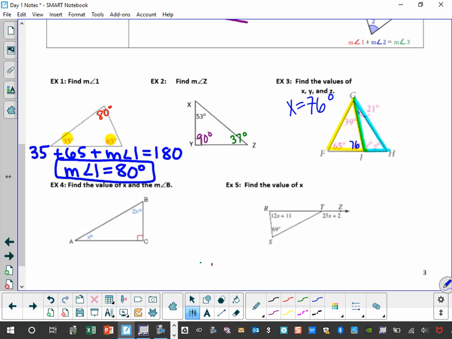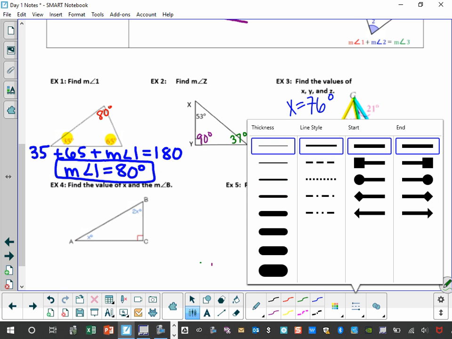For letter y degrees, we can do the exterior angles, but I think it's so much easier to do our linear pairs. Our linear pairs mean I have two angles side by side. They have to equal what? 180. So if I know that this angle is 76, how can I find y? Do 180 minus 76 to find y.